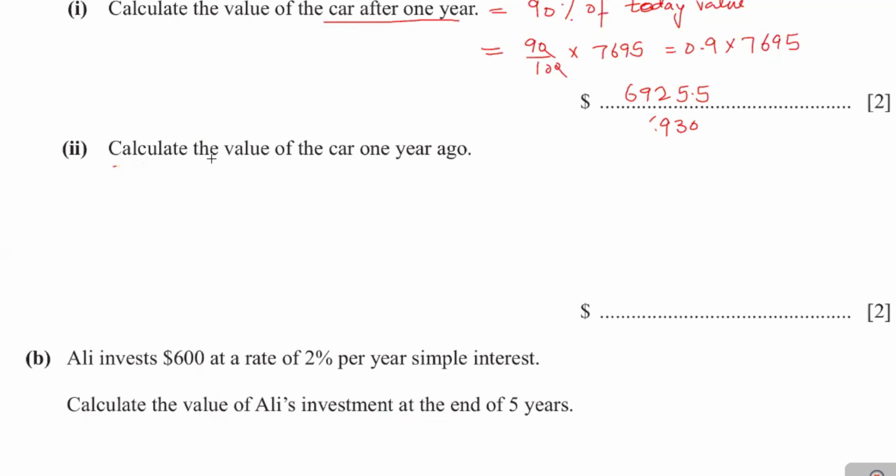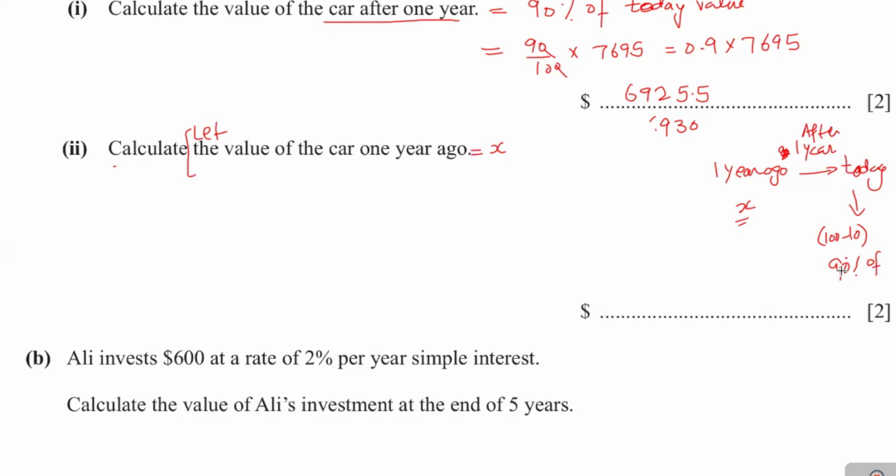Part second, calculate the value of the car 1 year ago. We suppose that the value of the car 1 year ago is x. After 1 year passing, this will be today's value. And you know, after 1 year, the value of the car decreases 10%. Therefore, today's value will be 100 minus 10, this is 90% of x, and 90% of x will be today's value.